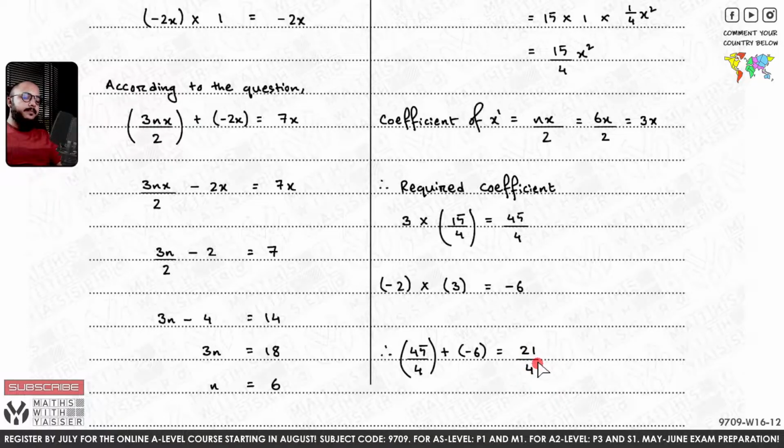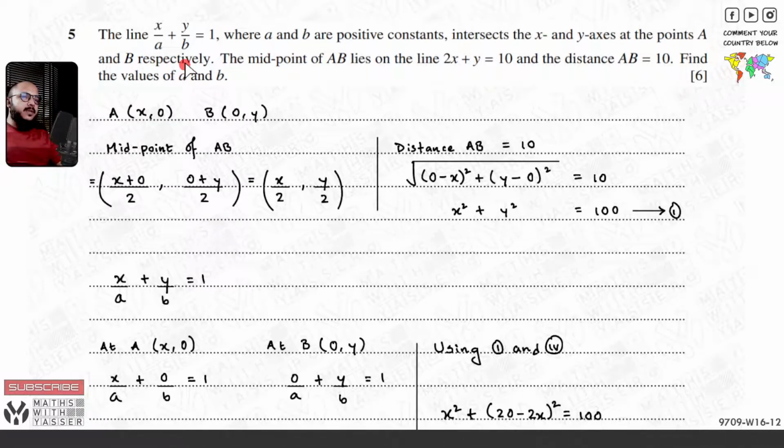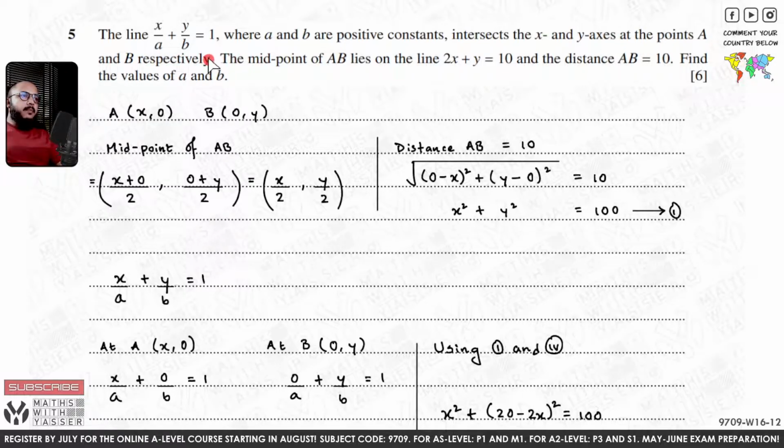Question number 5. The line x over a plus y over b is equal to 1, where a and b are positive constants, intersects the x and y axes at the points A and B respectively. That means when this line intersects the x-axis at A, at the x-axis we know that y is equal to 0, so the point A must be (a, 0).